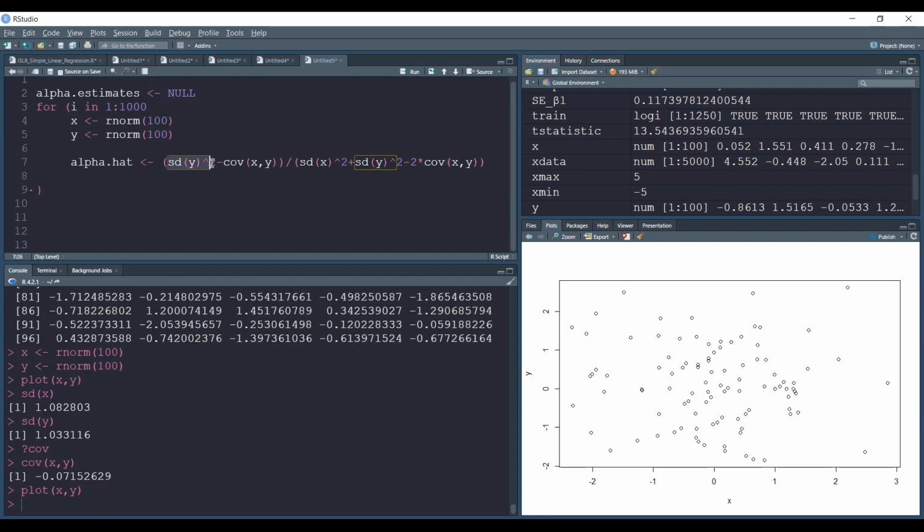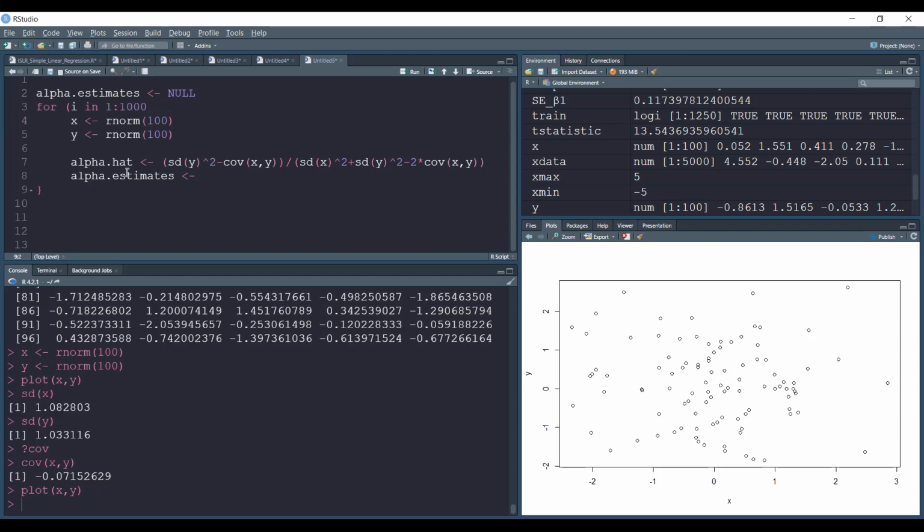Let me just double check everything. The standard deviation of y squared, that's the variance of y, minus the covariance of x and y, divided by the variance of x plus the variance of y minus 2 times the covariance of x and y. And the final step: for each iteration, extend this vector by the newly created value.